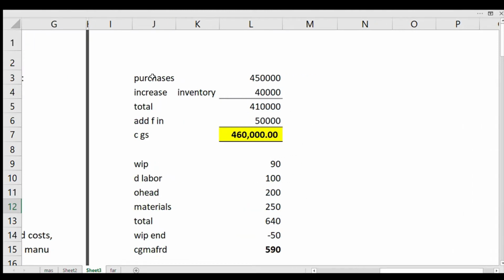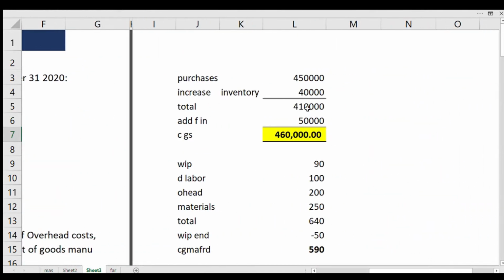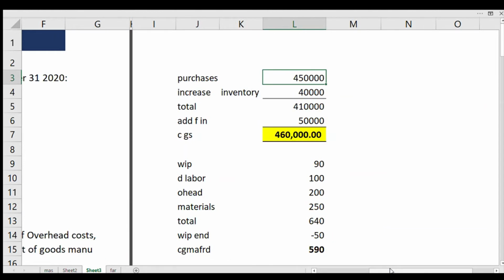Okay, based on the given, we will be picking up some information. Purchases of 450,000, and the difference between the ending and the beginning inventory. Based on the given, there was an increase of the inventory from 170,000 to 210,000. If there was an increase of inventory, that means to say that your cost of goods sold is less than your purchases. The reason why there was an increase in inventory is that you purchased more and you sold less.